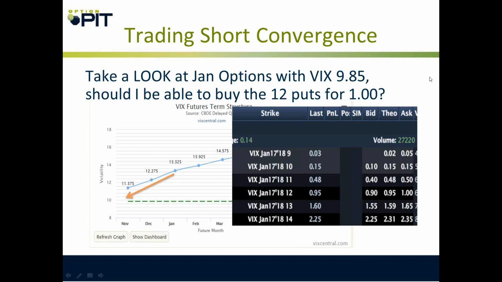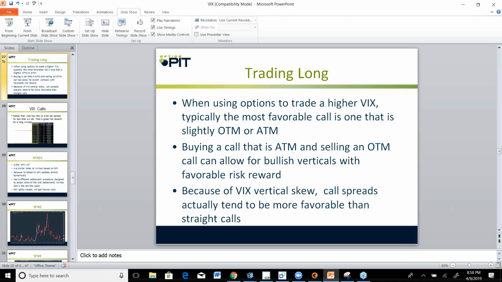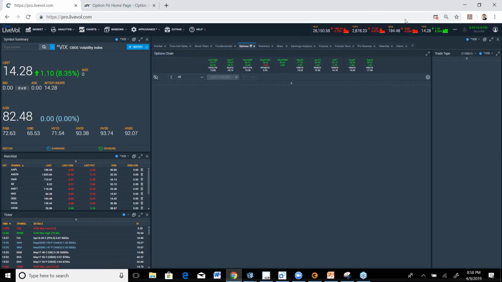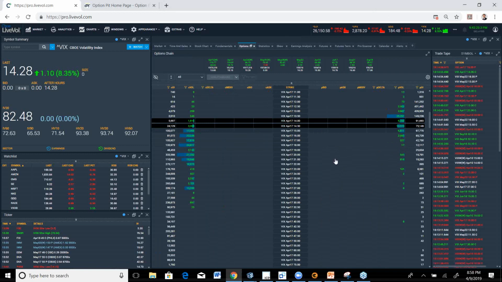Get it? And that's the beauty of trading these. At the end I'll look at one. I'll look at one right now. All right, so let's look at the options. VIX is 14.28. Here's regular April.